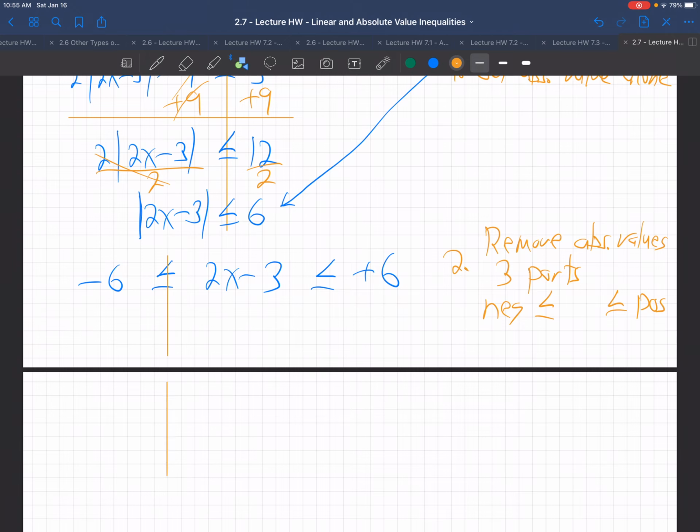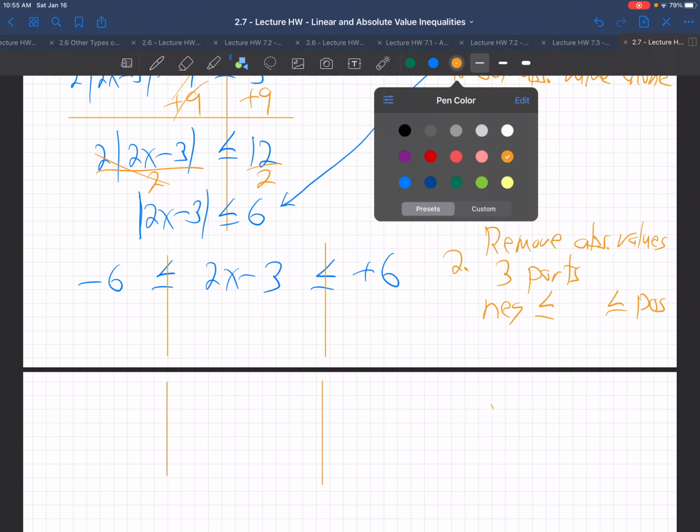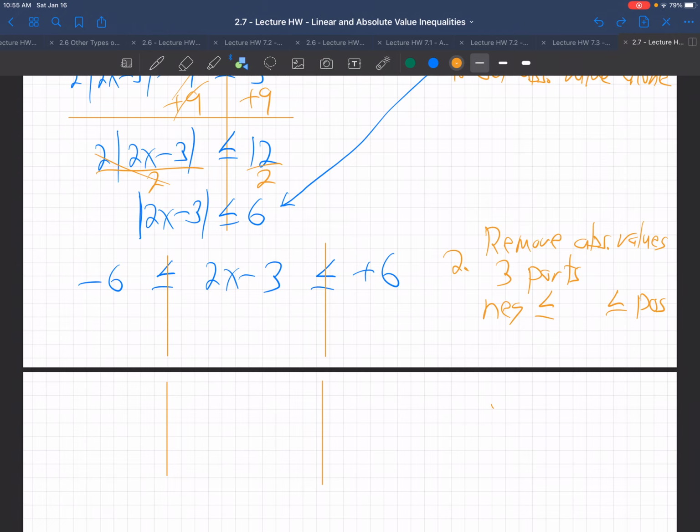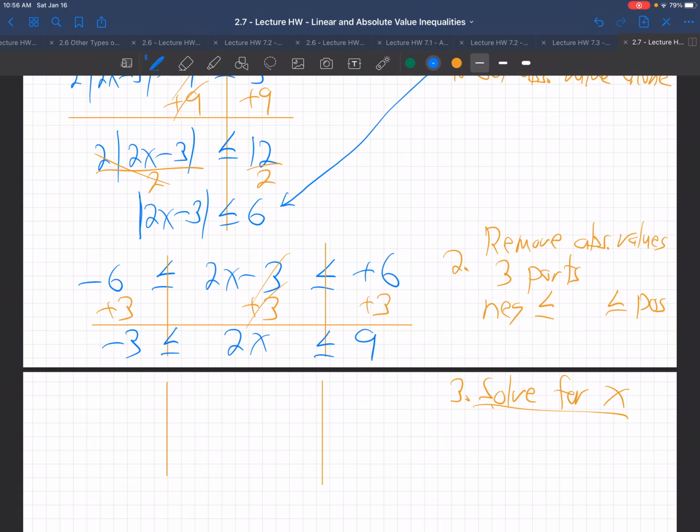And now step 3 is basically solve it. Step 3, solve for x, so get x alone. So I'm going to add 3 to all 3 of those. There we go. And so this is negative 3, 2x, 9. And then last step, divide by 2. And what do we got? Minus 3 halves. These cancel here. X, got x alone. 9 halves.